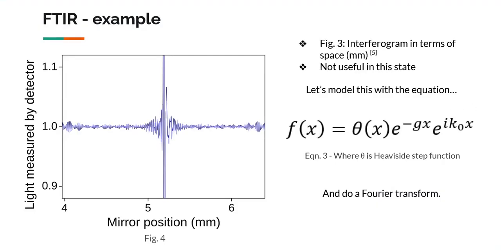Note that it's in terms of space, millimeters. The data, as you see, isn't really useful in that state, but we can change that. Let's say that this interferogram is modeled by this equation here, where this theta is the Heaviside step function.